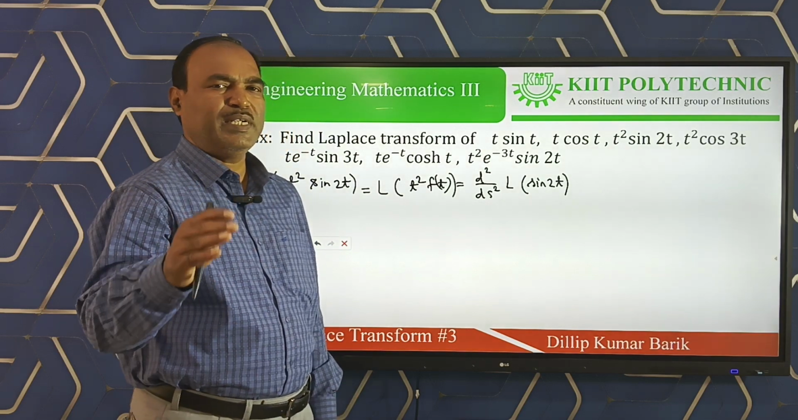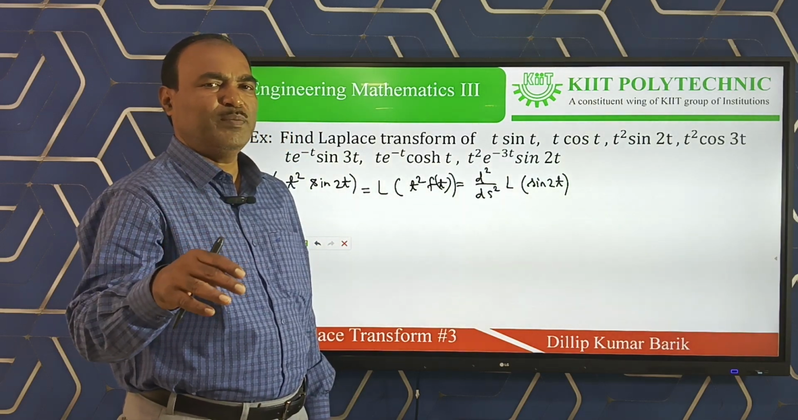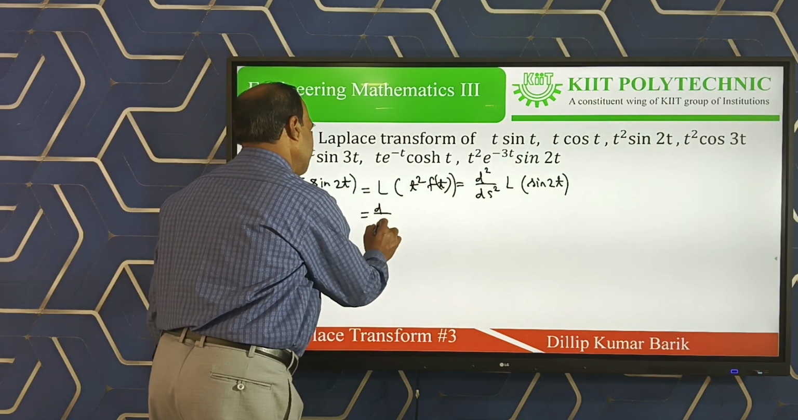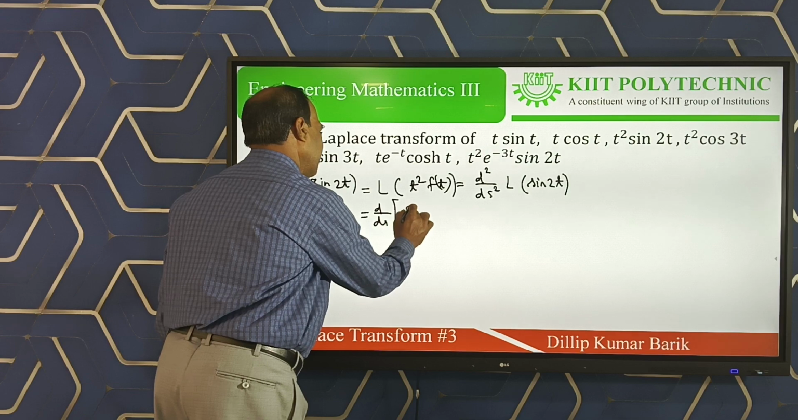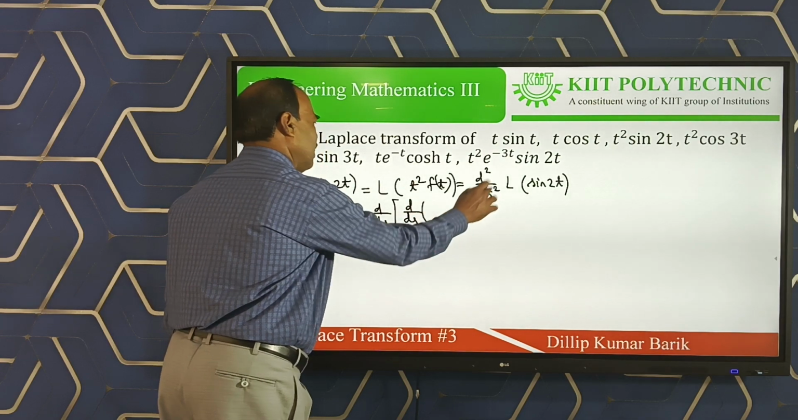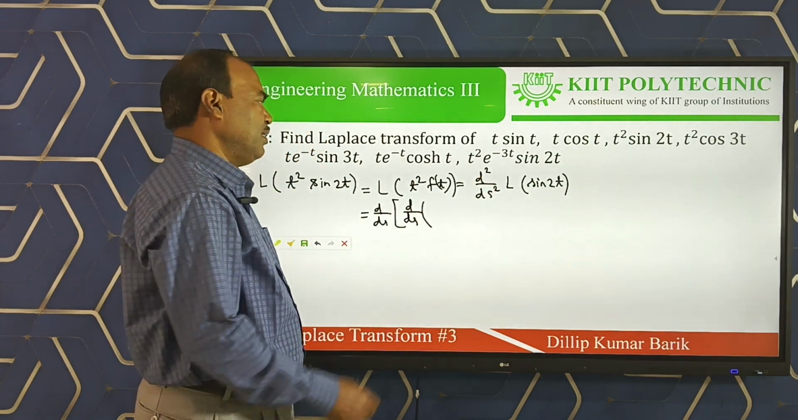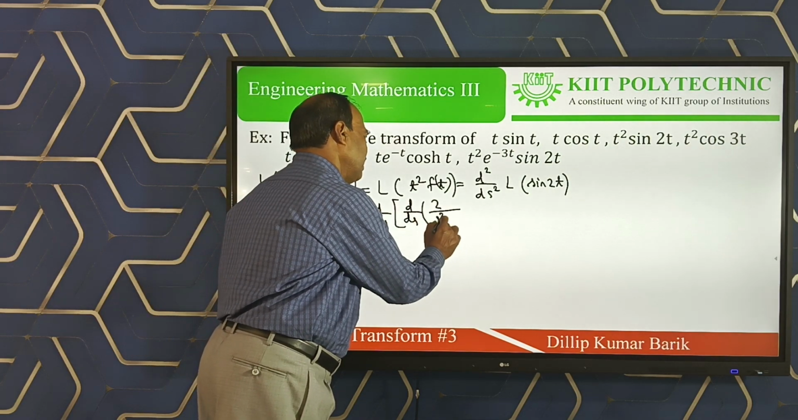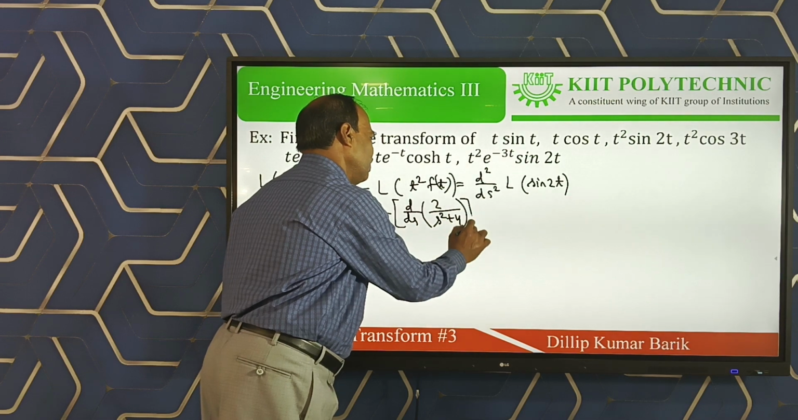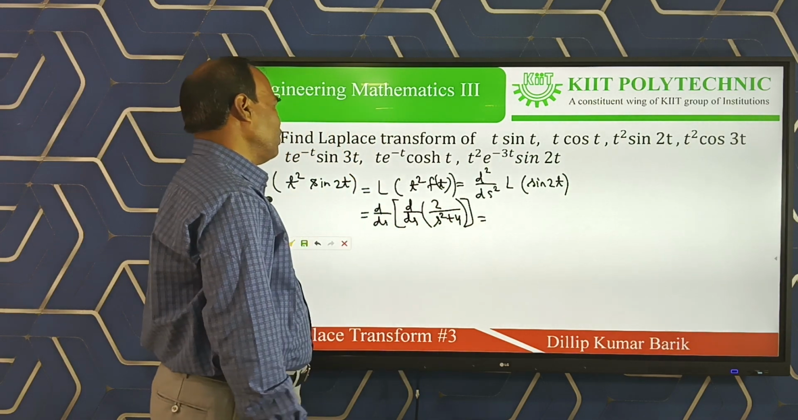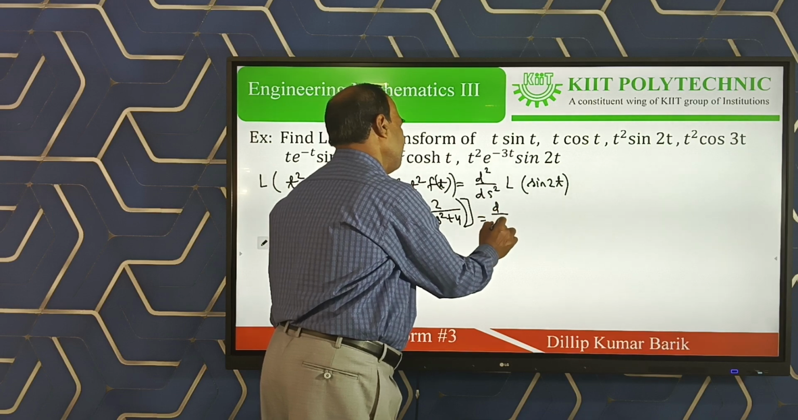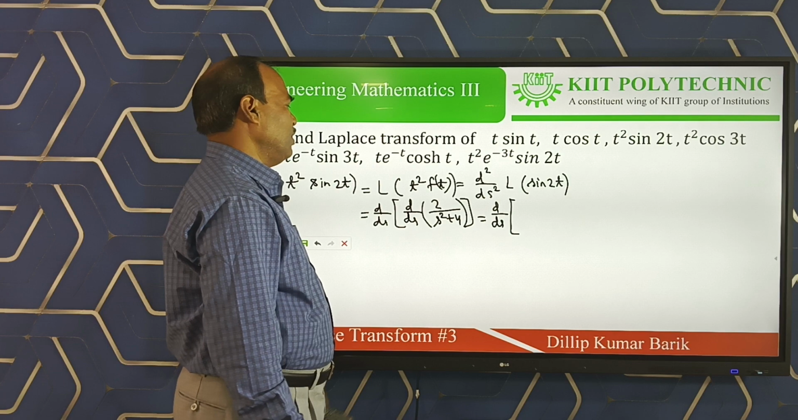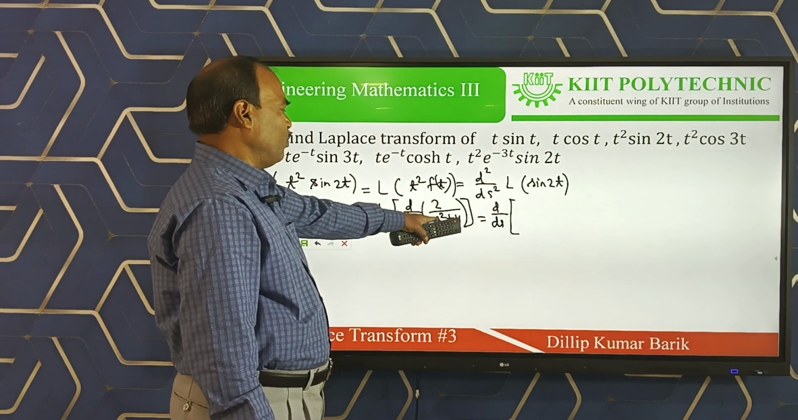Double derivative means derivative of a first derivative. If d3 is given, it is the triple derivative. So simplify: derivative of a first derivative of Laplace of sin 2t. It comes under the formula Laplace of sin at is a divided by s square plus a square, so here 2 divided by s square plus 4. Clear? So now simplify: derivative of 2 by s square plus 4.